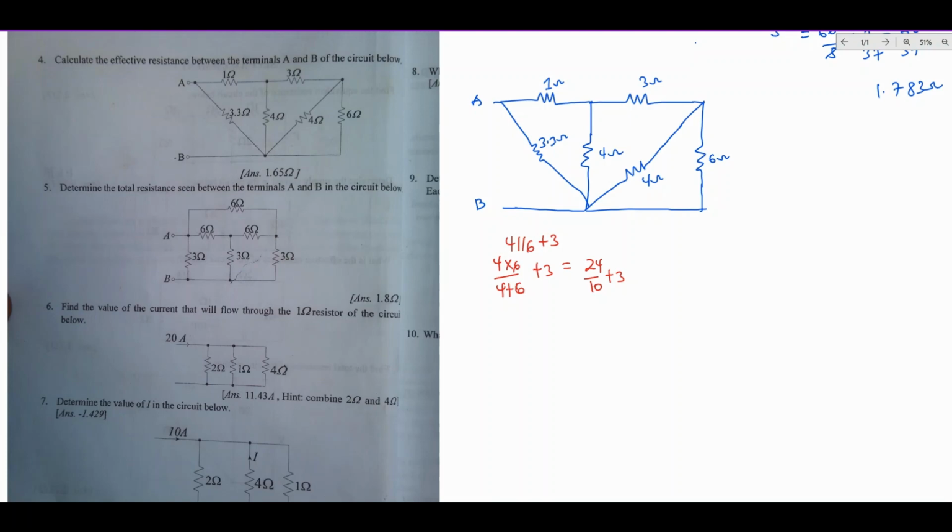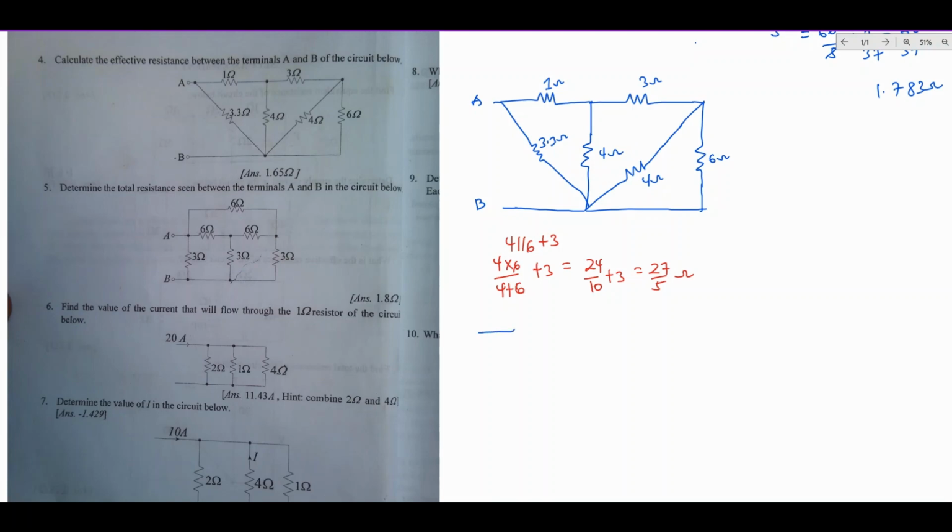This will give us a value of 27 on 5 ohms. So now this 27 on 5 ohms will be in a parallel connection with the 4 ohms here. Let's redraw the circuit and see what we are going to have.